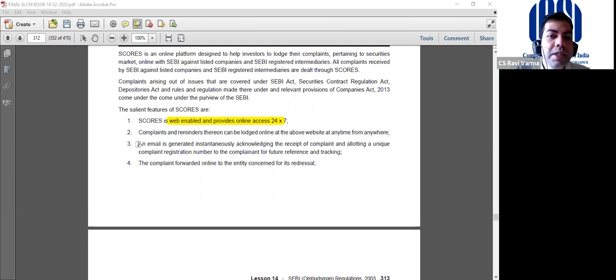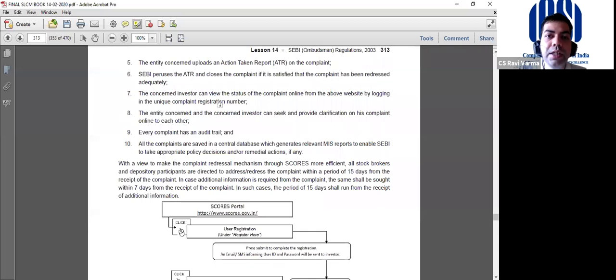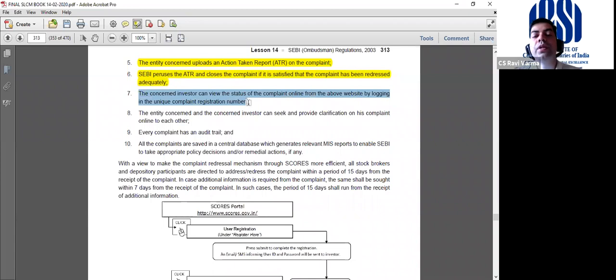Then an email is generated. As we have discussed, the complaint is forwarded online to the company for its redressal. The company has to send an action taken report. SEBI also looks at the action taken report, and the concerned investor can also view the status of the complaint online. The moment you have registered the complaint, every day you can check whether the company has replied or not. That is the system you will get on SEBI.